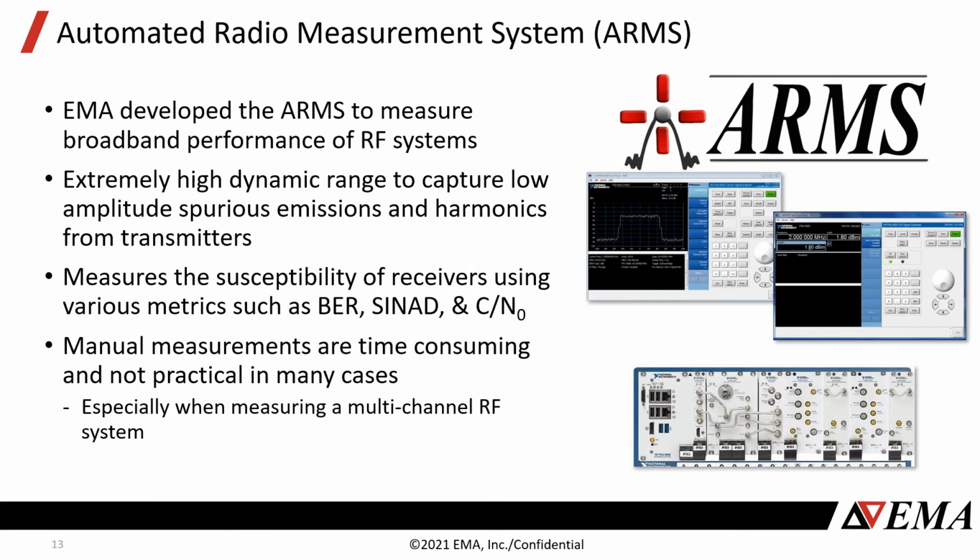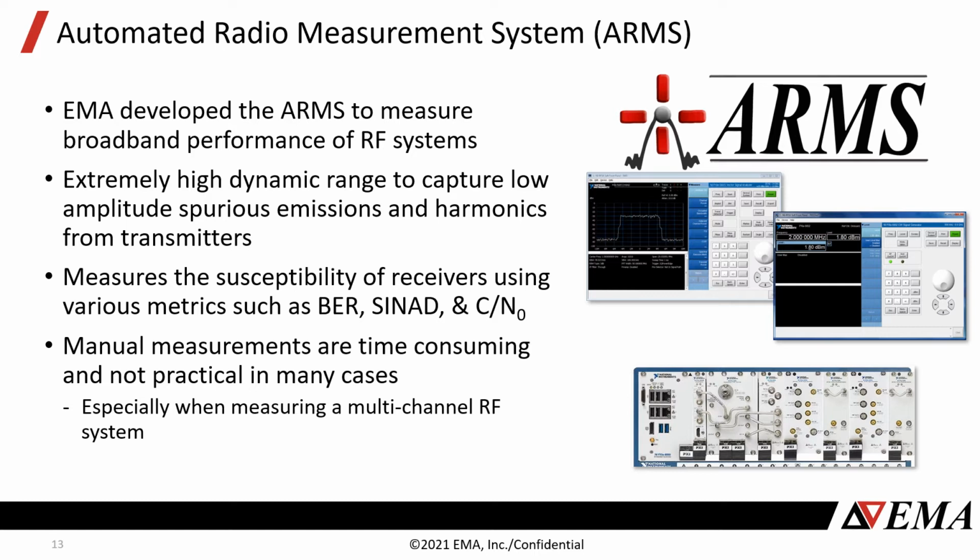So at EMA, we developed the ARM system so that we could generate the high fidelity broadband information for transmitters and receivers that we need for accurate RFI simulations. And there are two really key concepts here. The first is that for transmitters, we need very high dynamic range. So we want to be able to have between 130 to 150 dB of dynamic range in our measurement system. And this is important and necessary because we need to capture those low amplitude spurious emissions and harmonics that the transmitters generate.